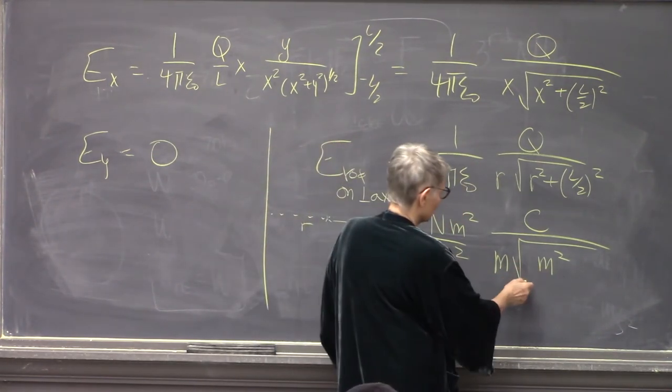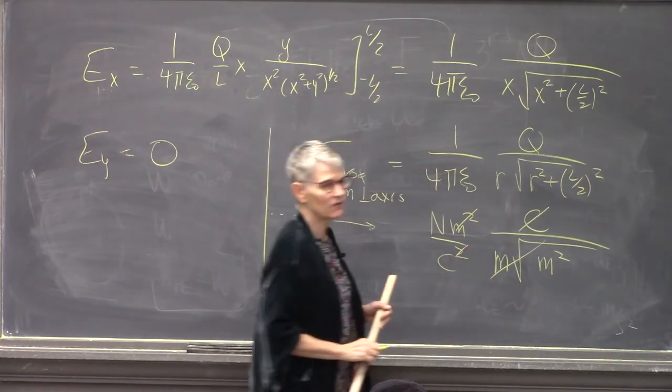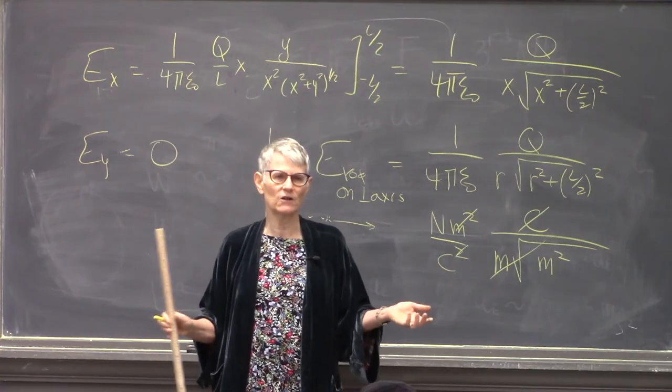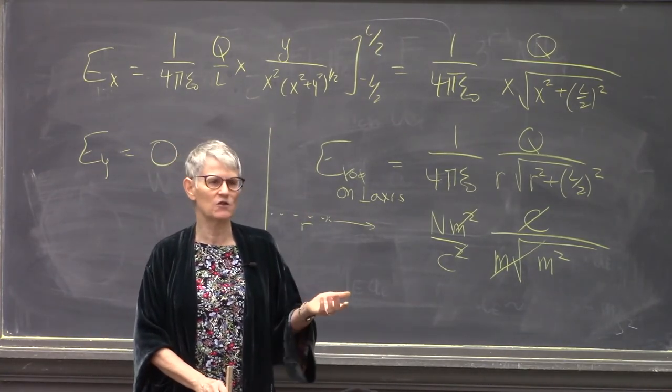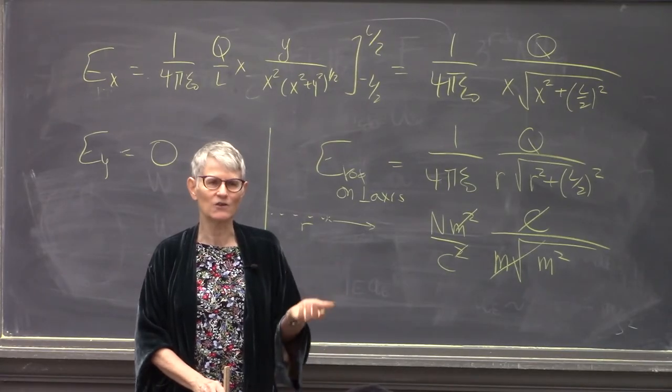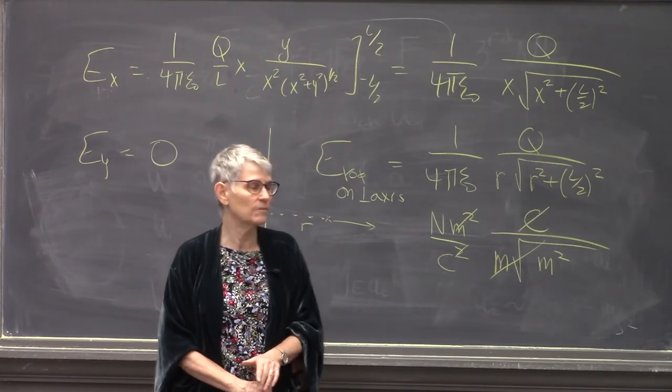So that's obviously meters. So those cancel, this cancels, and we have newtons per coulomb, so at least we got the right units. This is a check we always want to do in these situations, because if we've made an algebra mistake, our units are likely not to work out, and it's a fairly easy thing to catch.